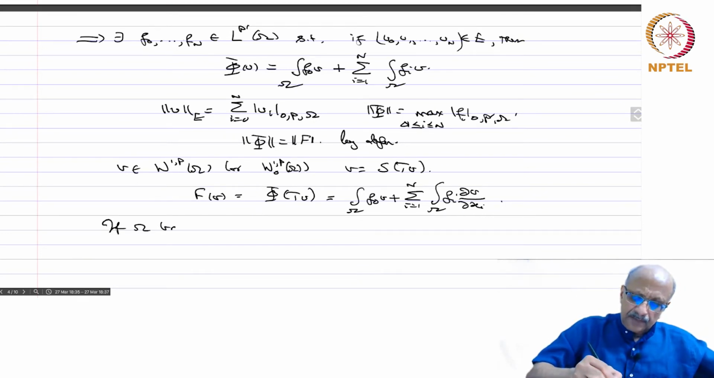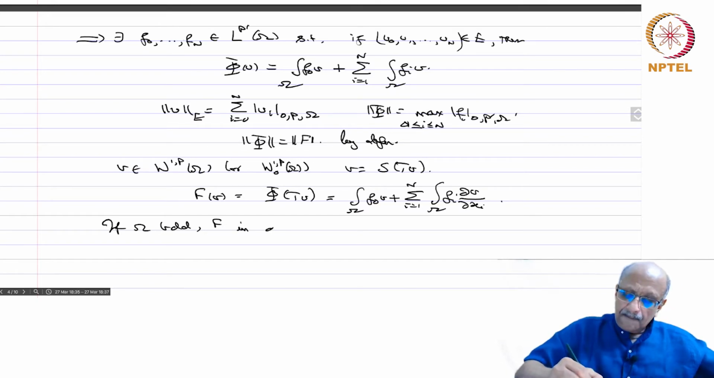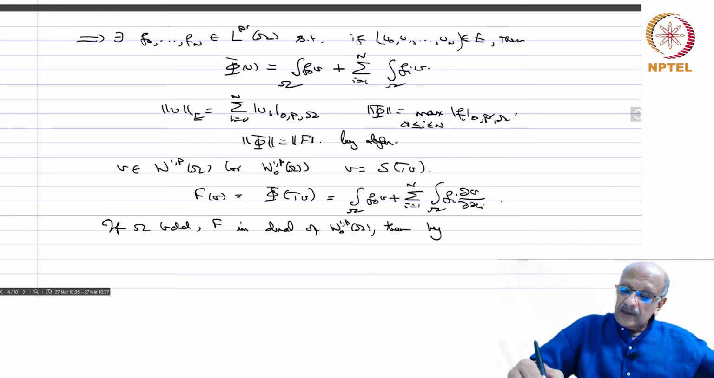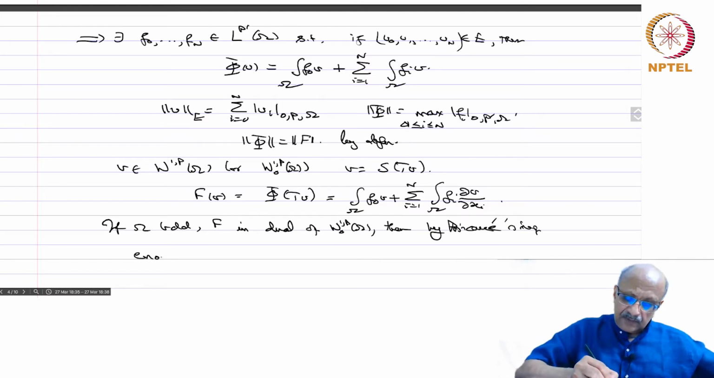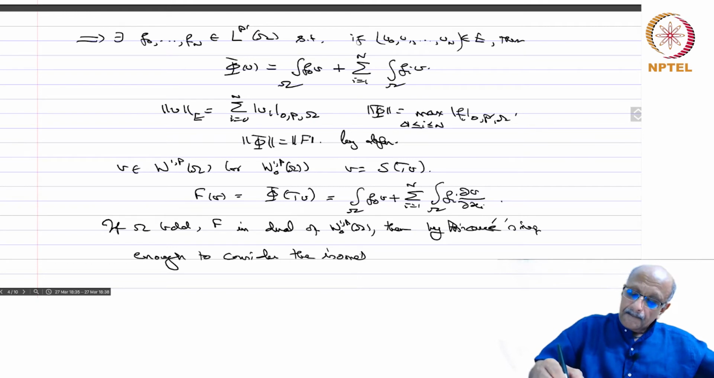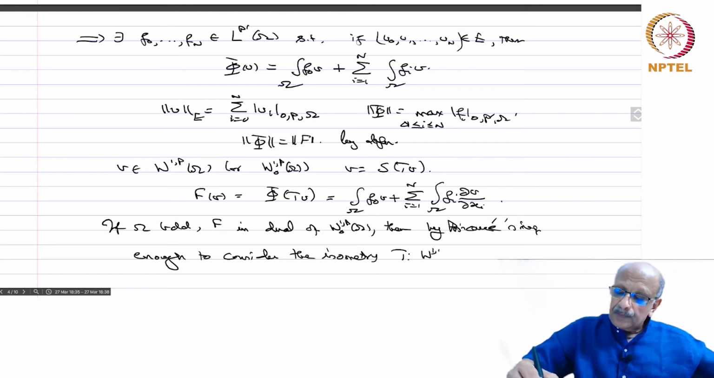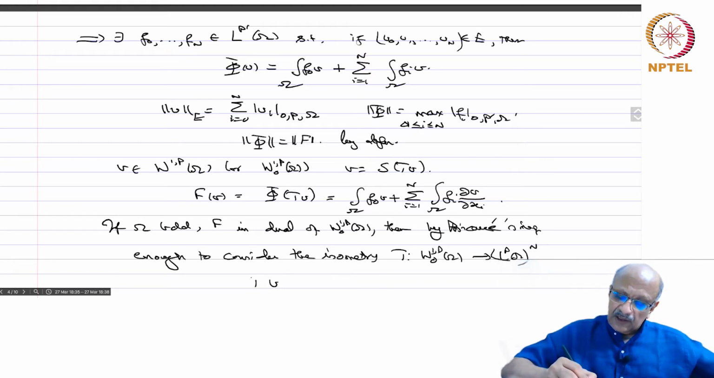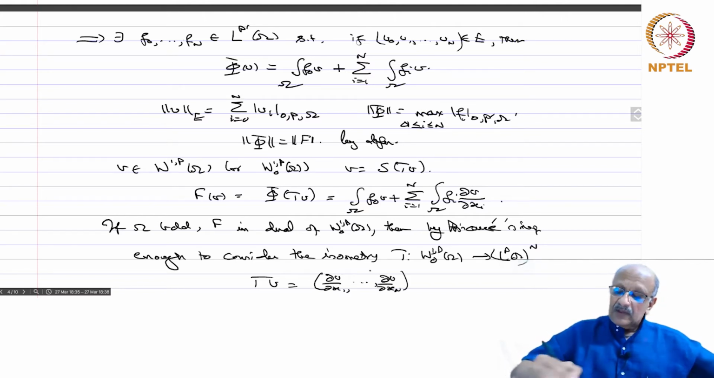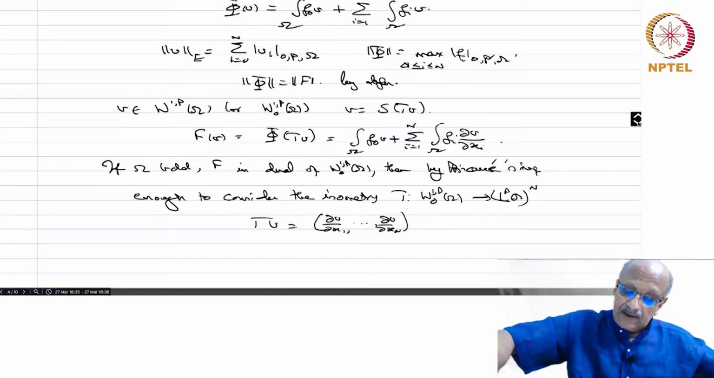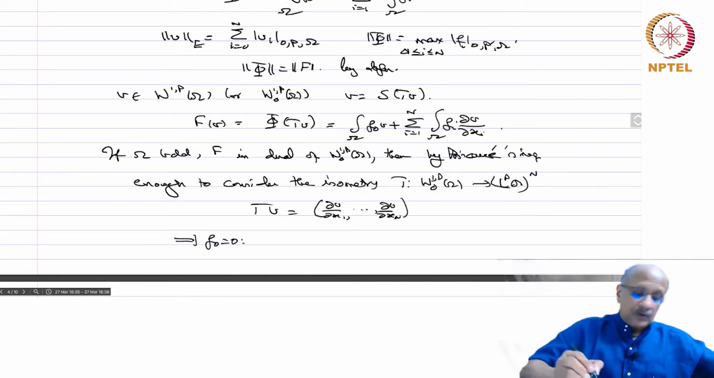If omega is bounded and f is in the dual of W^{1,p}_0(omega), then by the Poincare inequality, it is enough to consider the isometry T from W^{1,p}_0(omega) to L^p(omega) to the power n, not n+1 now, namely Tv is equal to (dv/dx_1, ..., dv/dx_n), because the norm here is given by just the L^p norm of the derivatives, and therefore we can take f_0 equal to 0. So this proves the proposition.